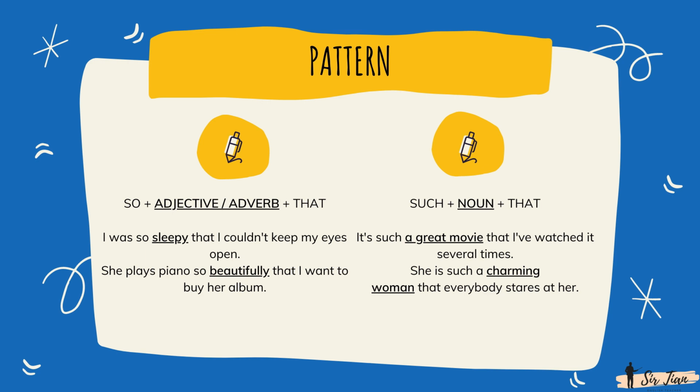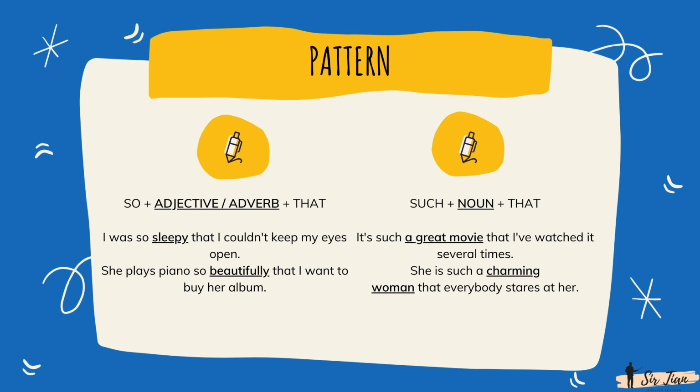Okay, now what about such that? Have a look at the pattern below. In the first sentence, there is a noun between such and that, and it is a great movie. When I use such, it's like saying it is a very great movie. And because of that, I have watched it several times. The sentence becomes: it's such a great movie that I've watched it several times.